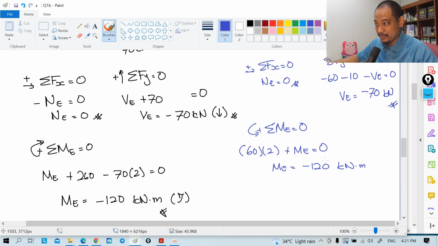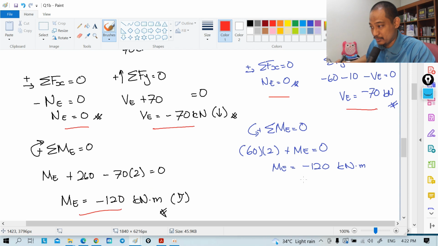So it should be the same, right? So both sides, you can see that the answer will be the same, right? So just like this one is 0, this one is 0, this one minus 70, this one minus 70, this one is 120, this one is 120.